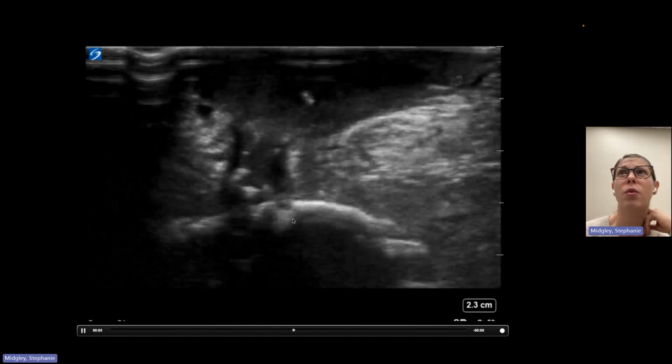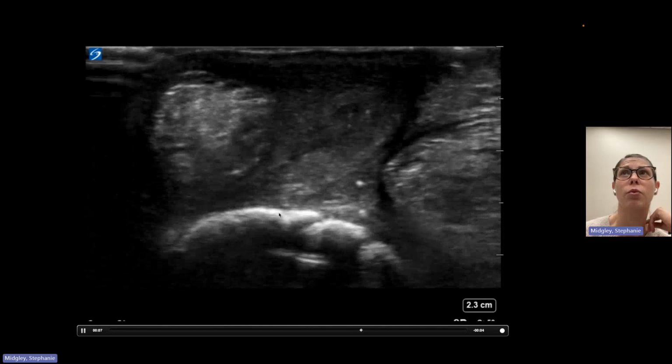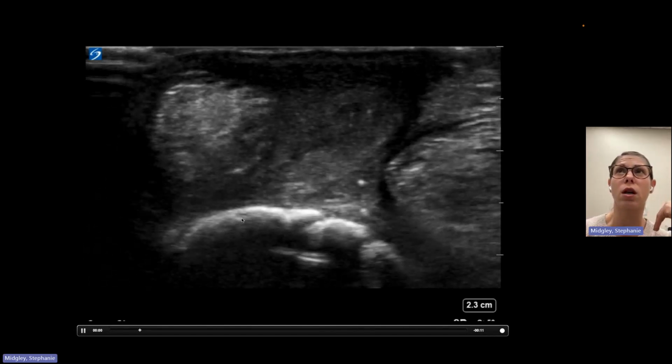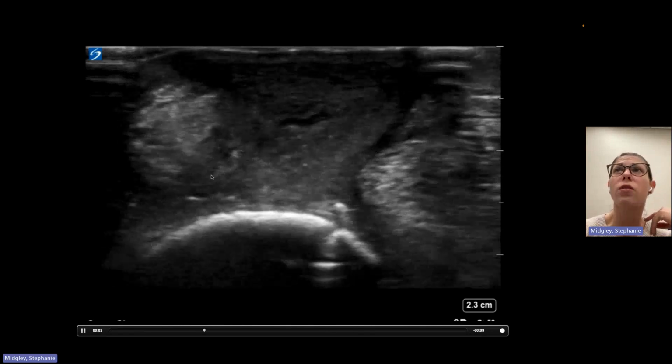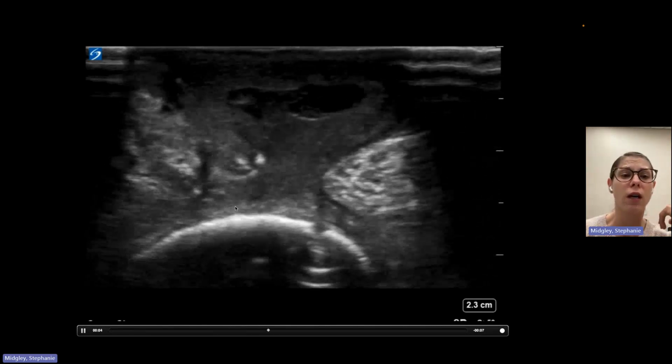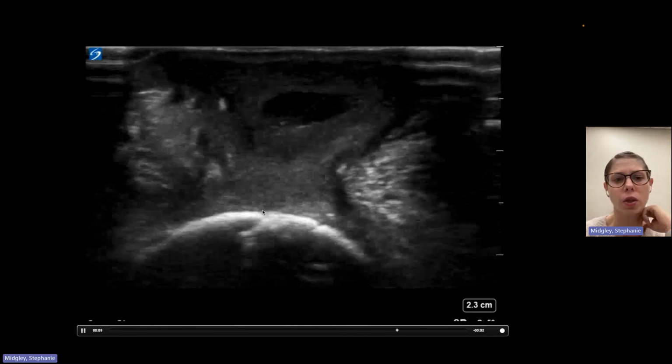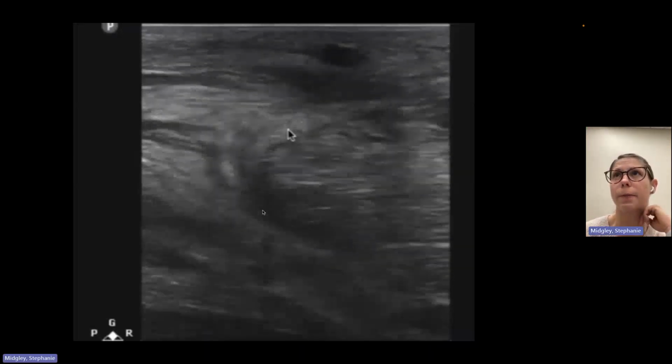And if you notice, the bone's kind of raggedy and jagged and interrupted, and there's a little bit of a discontinuity of the cortex. And so this was actually an osteomyelitis with a hardware infection. So the patient ended up going to the OR with orthopedics.